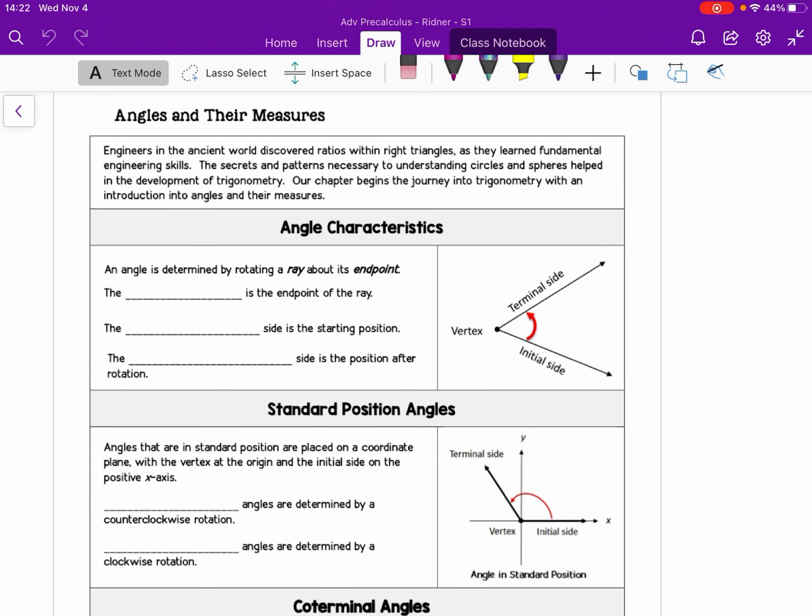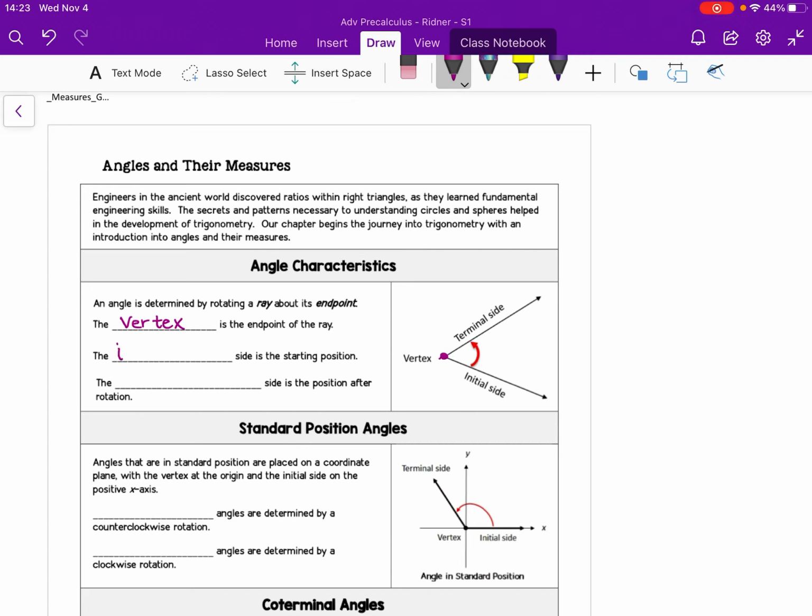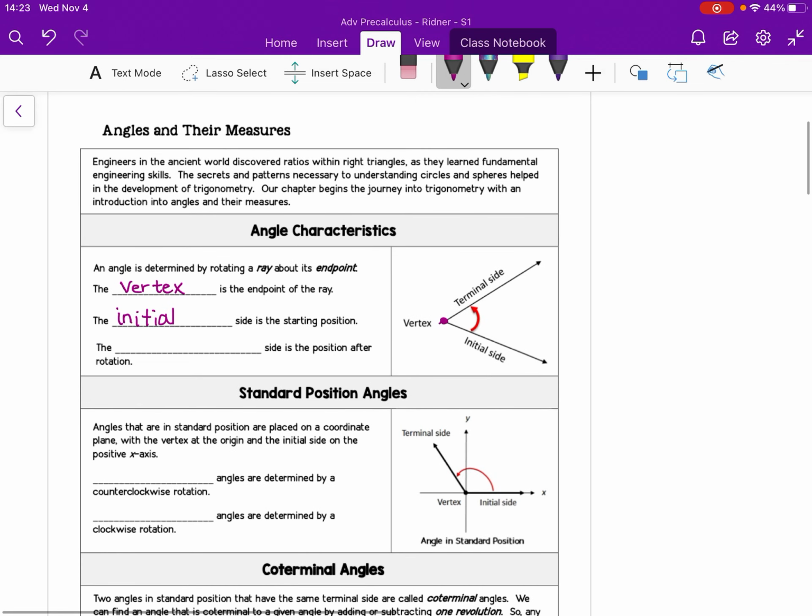So recall that an angle is determined by rotating a ray about its endpoint. So you have an initial side and a terminal side. So think about what that means, okay? The vertex is the endpoint of the ray, where the ray begins, not the arrow side. The initial side is the starting position. So where it starts, and then of course terminal is where it ends.